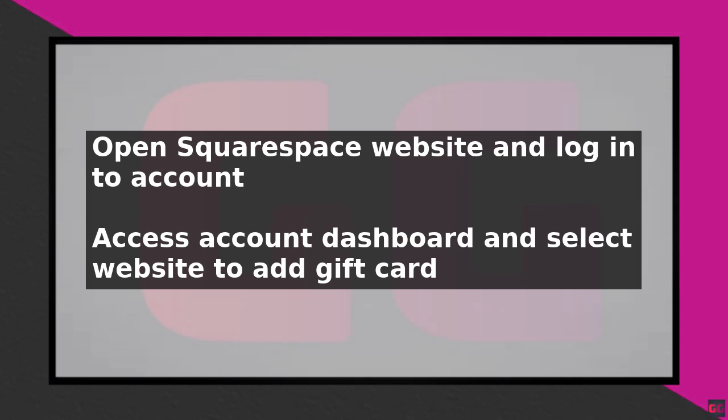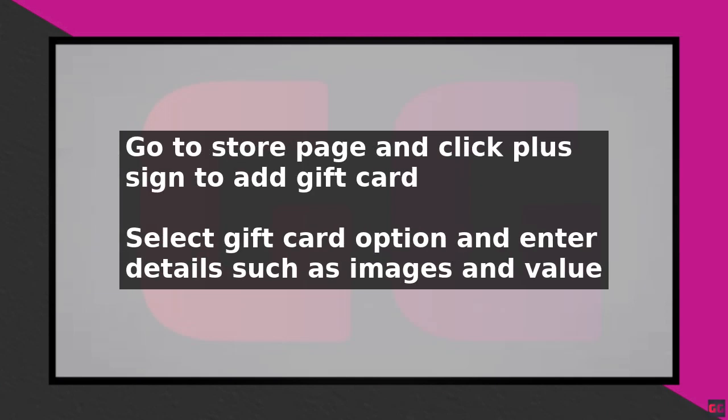From the dashboard, select the Pages option, and then click on the Store page. If you don't have one, you'll need to create it. In the Store page, you'll see various style options and possibly some products that have already been added. Look for the plus sign.